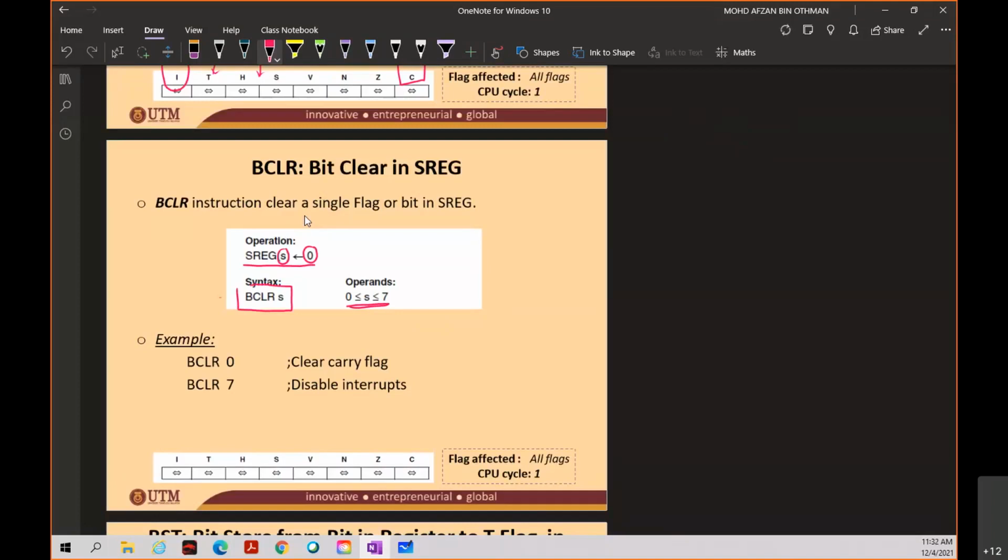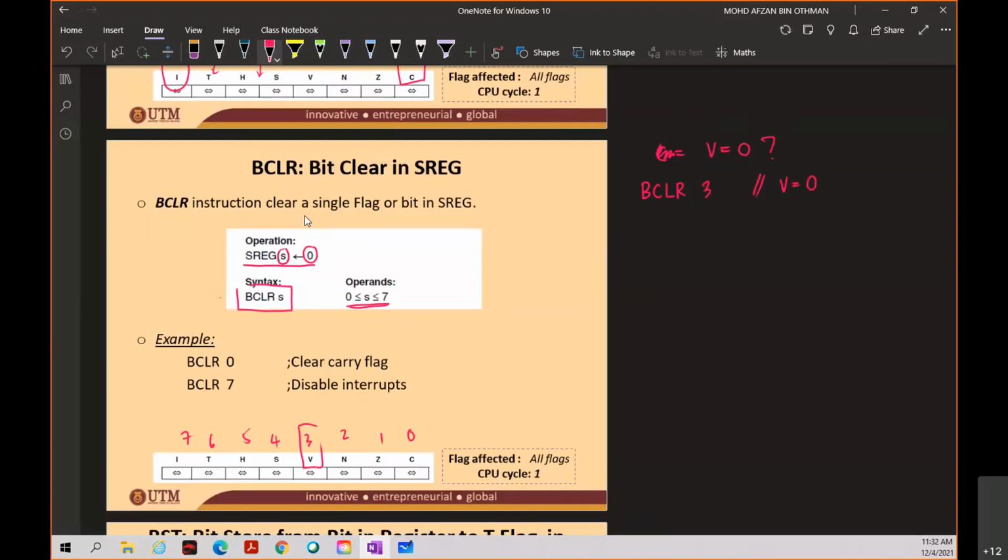Now you are going to clear your V flag. Sorry, you are going to make your V flag equal to 0. So how to do that? You just simply write BCLR and identify the location of V. So this is 0, 1, 2, 3, 4, 5, 6, and 7. V is bit 3, so you just simply put BCLR 3. So what happens after you execute this line? Your V automatically equals 0.